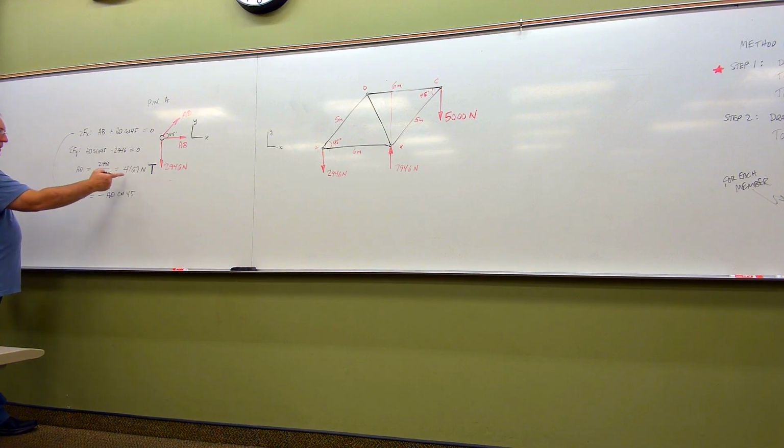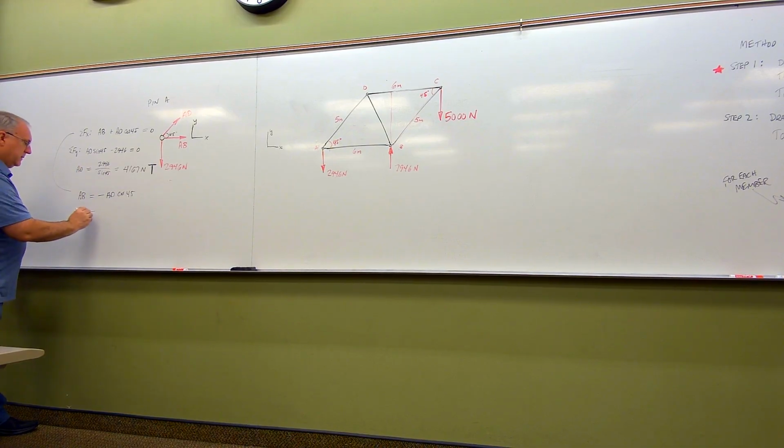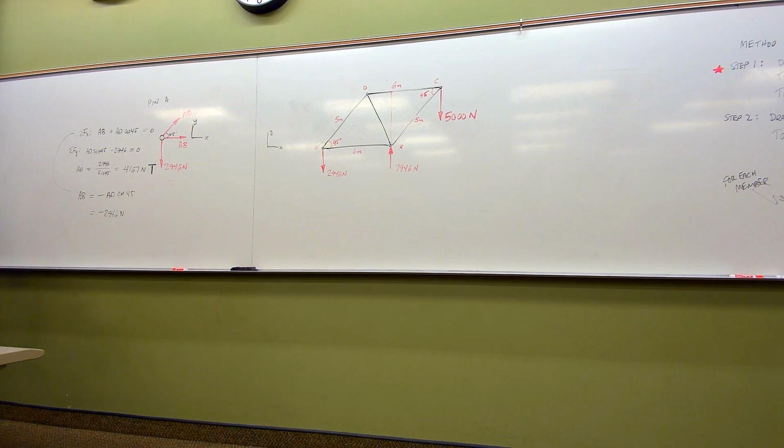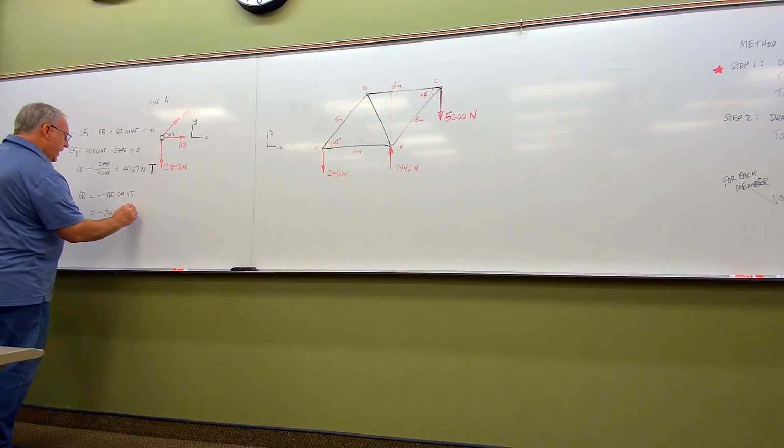And if we plug in our 4167 and multiply this time by 0.707, we're going back to our original 2946, but we're going to have a negative number here, so that's going to be equal now to negative 2946 newtons. And the fact that it is negative means our assumption that we were in tension is not correct. This is actually in compression. So we will put a C behind that.